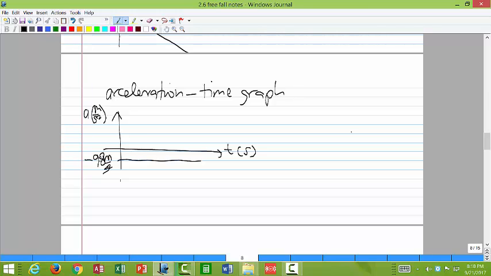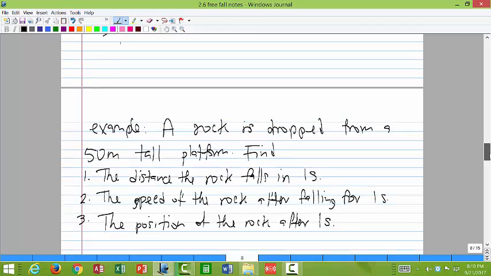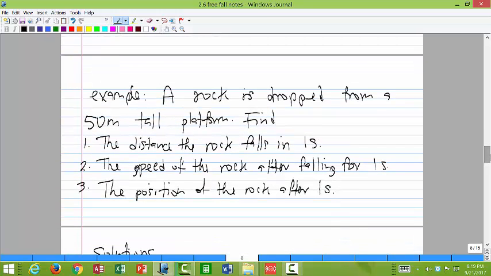Meters per second squared. Okay, let's continue. So we go next to this frame. In this frame, I'm giving you an example. A rock is dropped from a 50-meter tall platform.